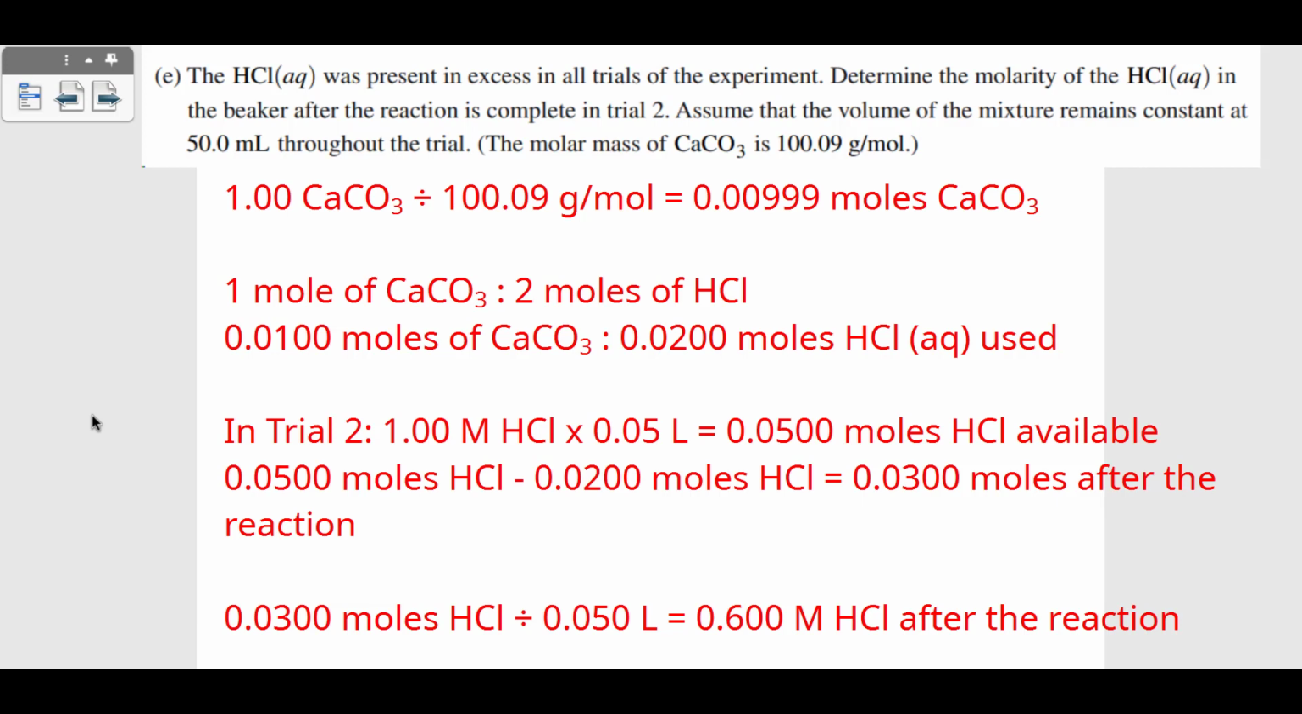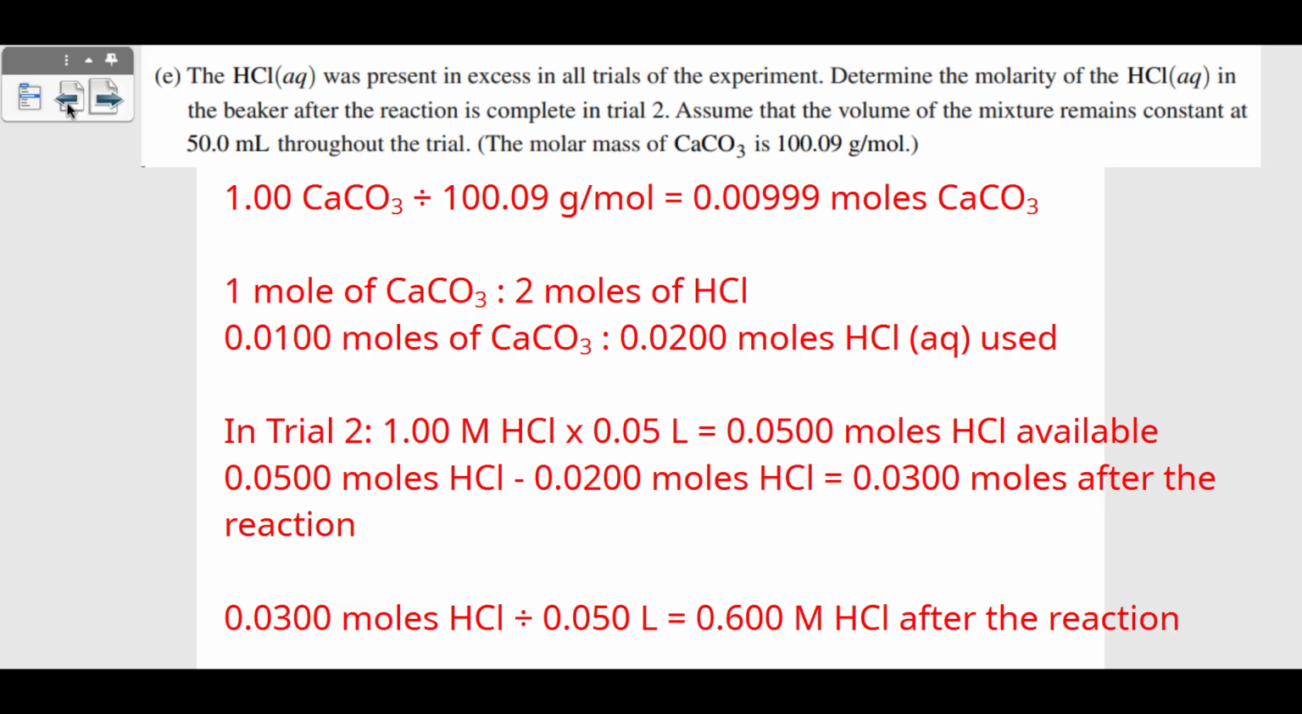And this one probably tripped up some students because you can see the HCl is in excess. It says determine the molarity of the HCl. And there's a big, huge term that the students had to recognize. It says after the reaction is complete. I know a lot of students probably skipped right over that.